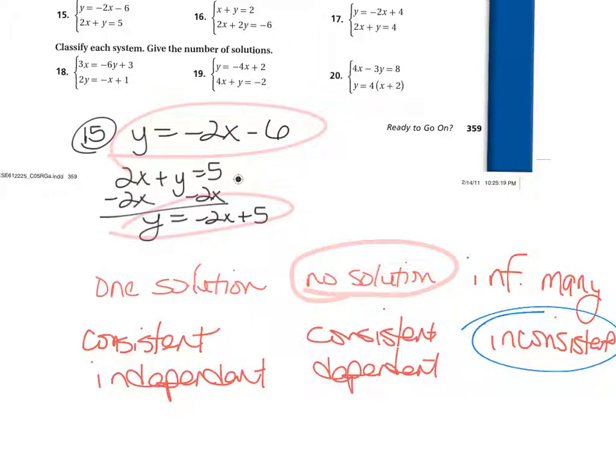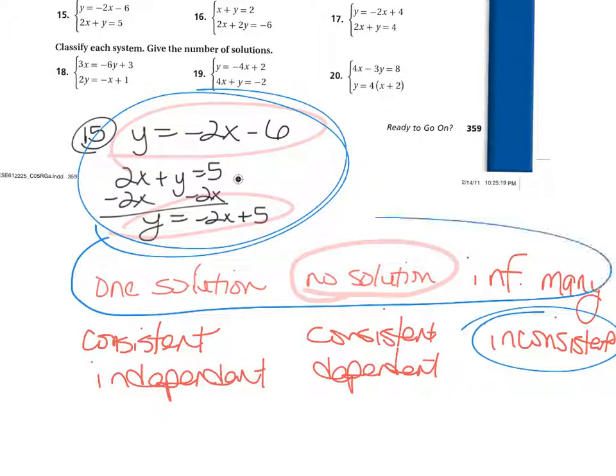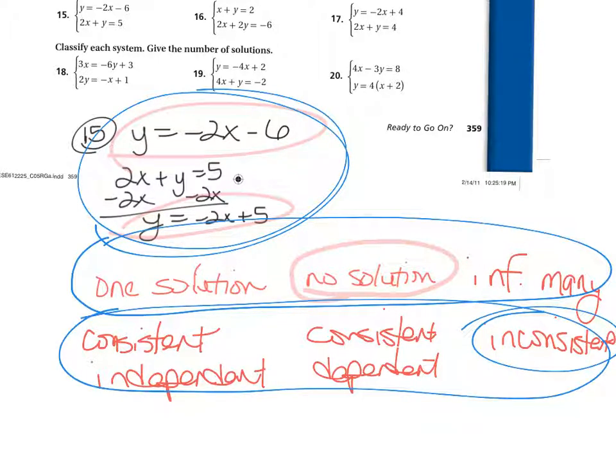Over half of the test is this. I will give you two equations. You will have to fix them and put them in slope-intercept form. Once they're in slope-intercept form, then you circle one of these and one of these. With me? So for this question, number 15, it was no solution and inconsistent.